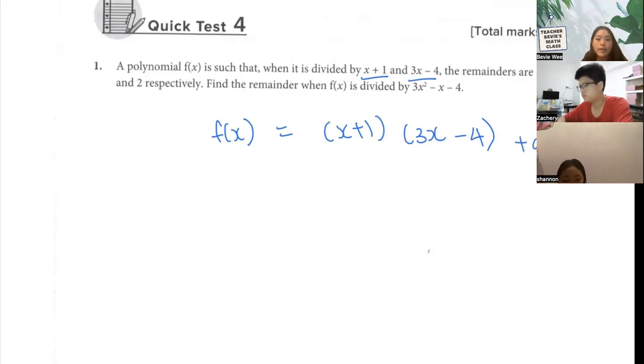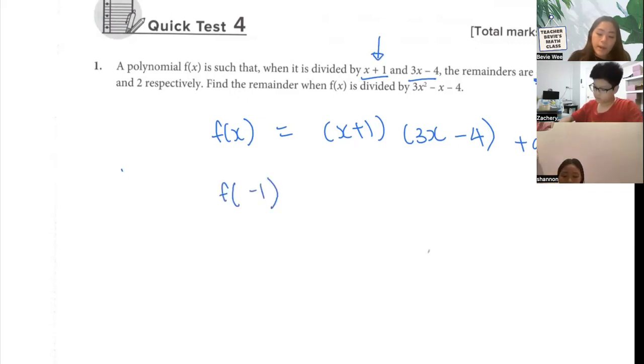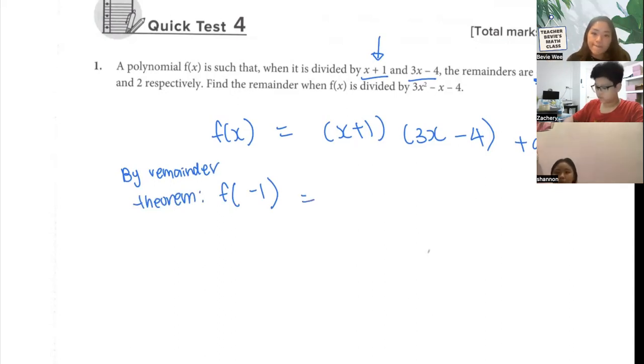Okay, can? Then after that, from here, how? I know that f of minus 1 gives me a remainder of minus 5, right? Correct or not? So I can plug in minus 1. This is by remainder theorem. f of minus 1, this part is just 0. Then minus a plus b equals minus 5.